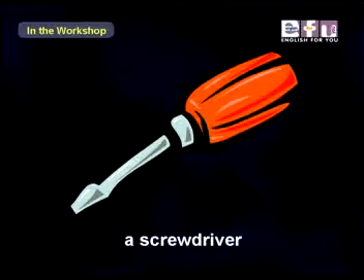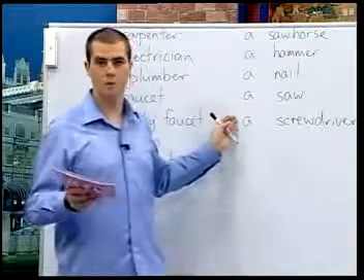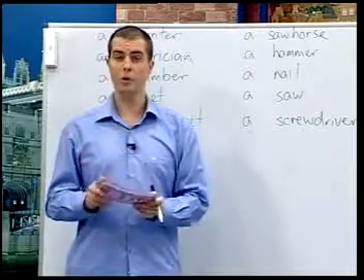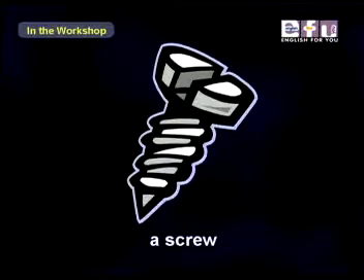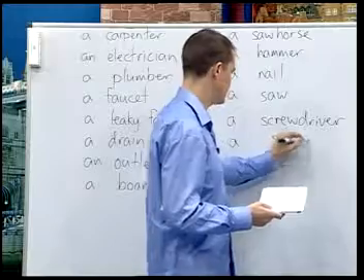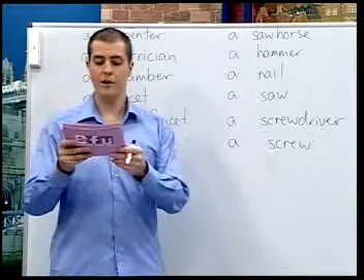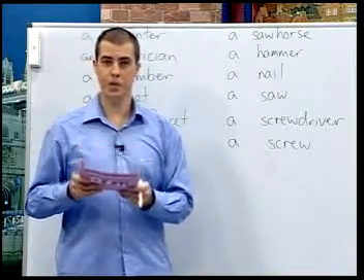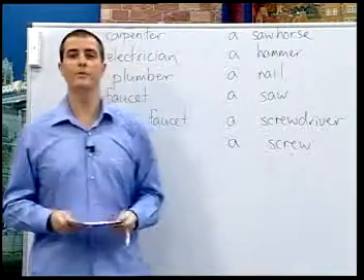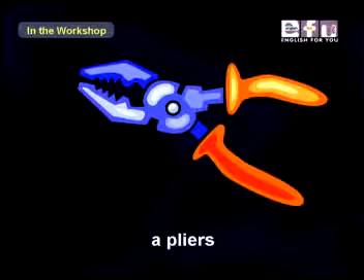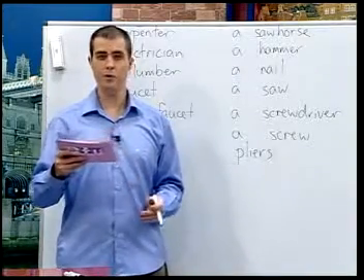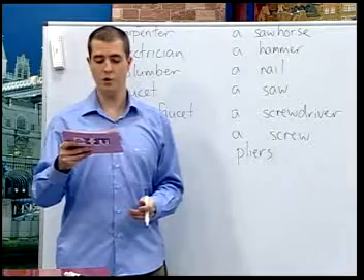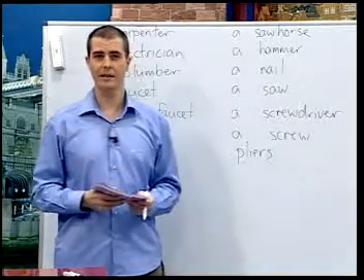A screwdriver is a tool with a narrow blade at one end that you use for turning screws. And what's a screw? A screw is a thin, pointed piece of metal that you push and turn to fasten pieces of wood or metal together. Pliers. Well, this is a small tool made of two crossed pieces of metal used to hold small things or to bend and cut wire.